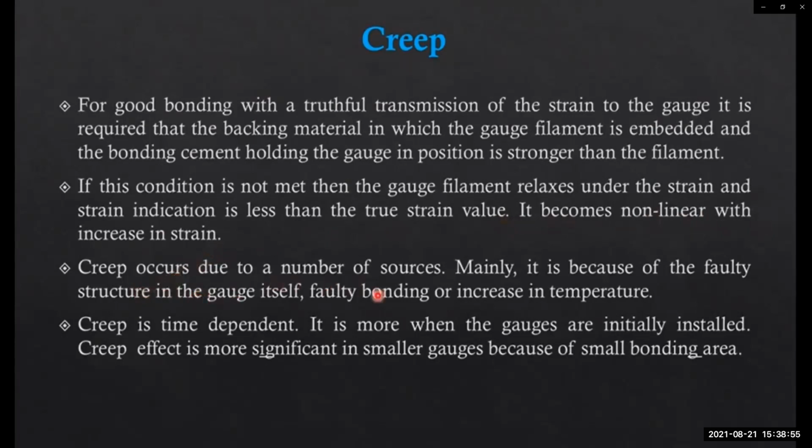And creep occurs due to a number of sources, mainly because of a faulty structure in the gauge itself, faulty bonding, or increase in the temperature. So whenever temperature is going to increase, the gauging effects are there. So the length of the cable is going to be increased, or the size of the backing material is also going to be changed. So it is going to introduce some amount of creep. The creep is time dependent. It is more when the gauges are initially installed. Okay, creep effect is more significant in smaller gauges because of the smaller bonding area. So the smaller the size of the gauge, the more the creep effect should be there in our gauge.